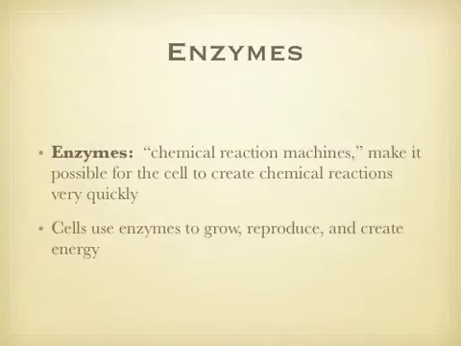When making chemicals the cell needs, it's really producing something called enzymes. Enzymes are little chemical reaction machines. They make it possible for the cell to create chemical reactions very quickly. Cells use enzymes to grow, reproduce, and create energy.